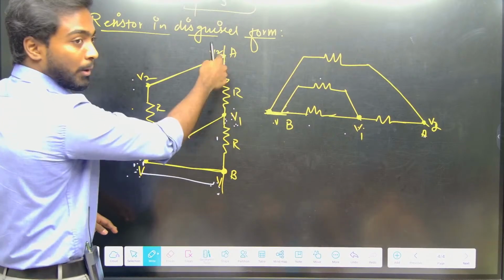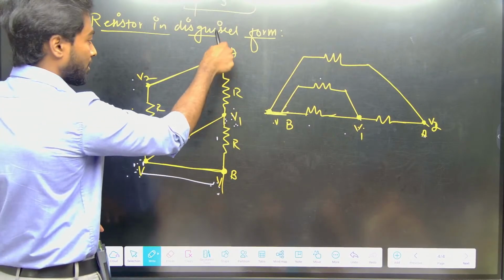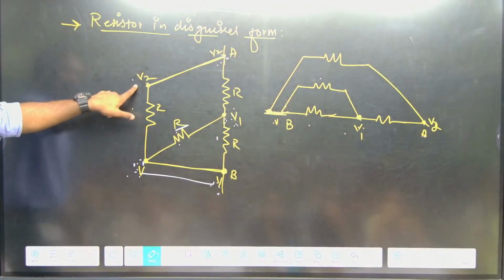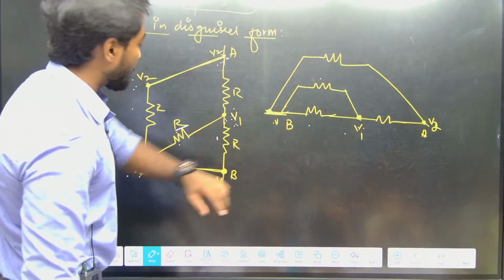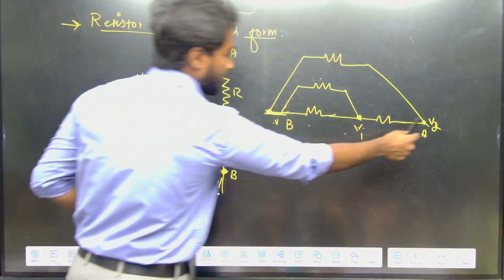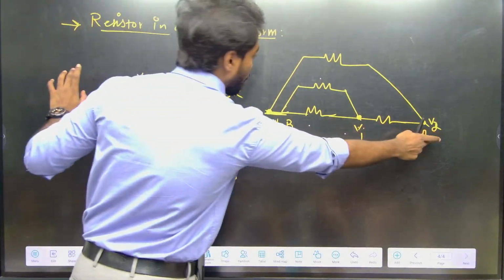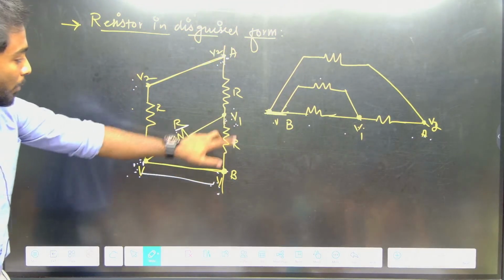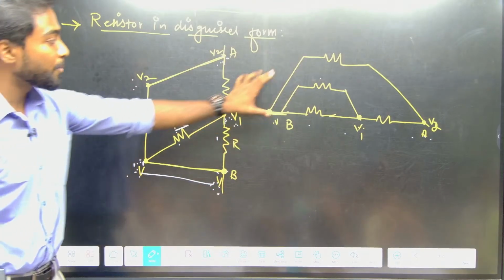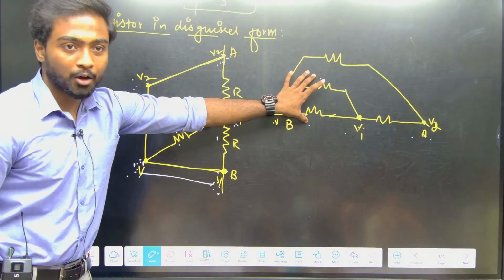So across this one, this is my V2. If this is V2, this also will be V2 only, no? So I have taken the first point as B, second point as A. So V and V2. So if I see V and this is V1 and this is V and this is V1, which means parallel combination. First I will draw that one.